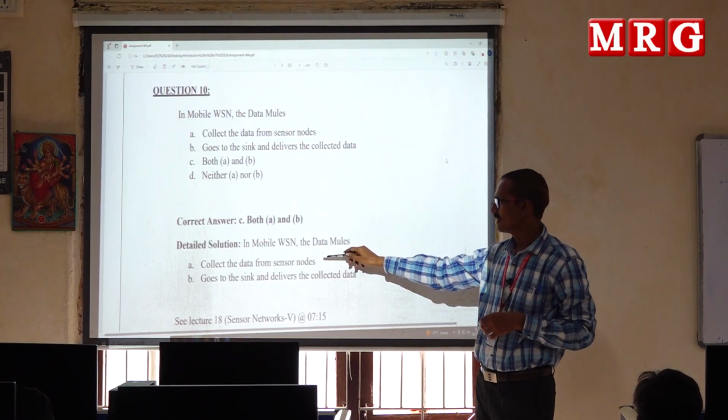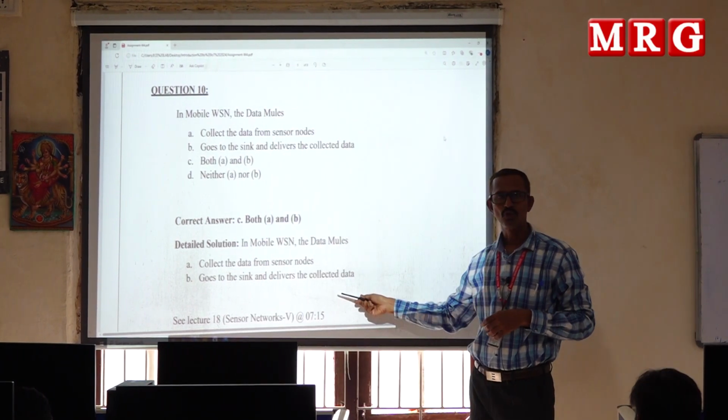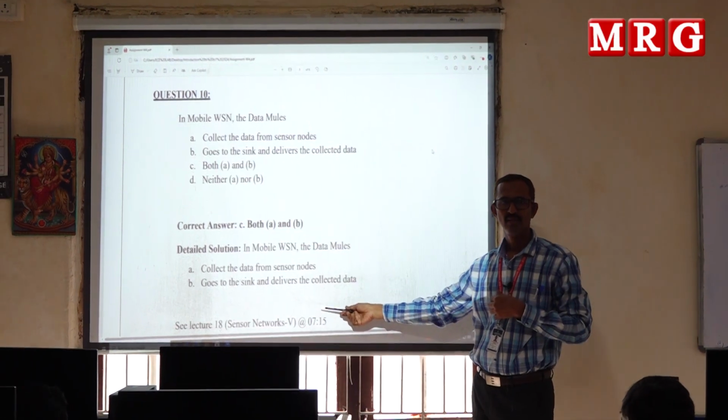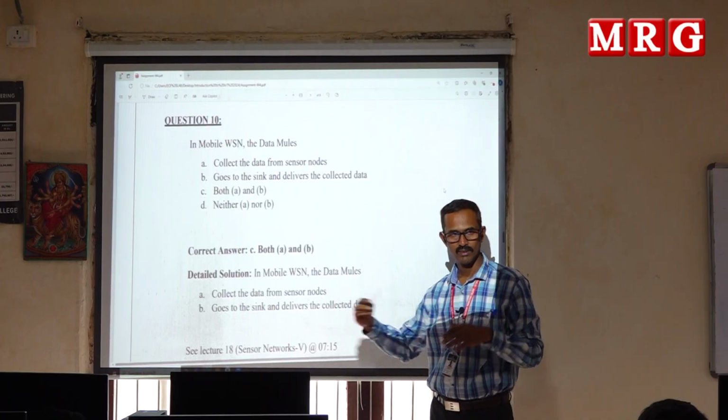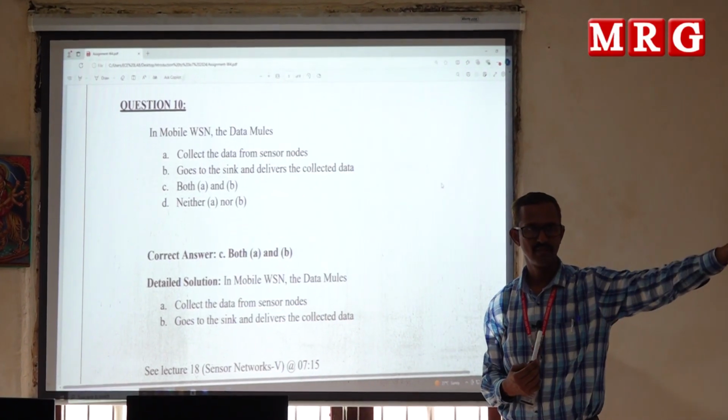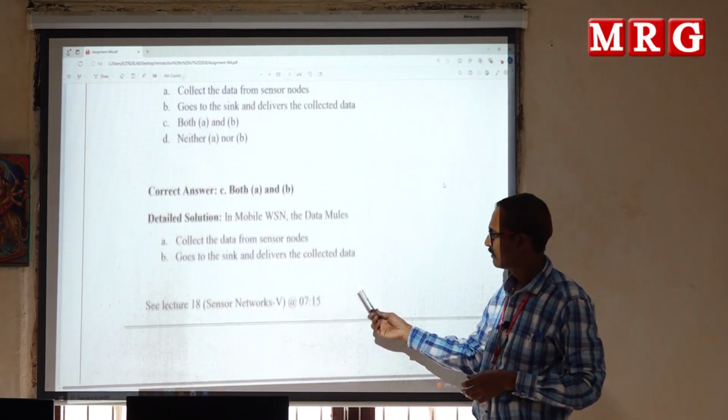Okay, so both are correct. Data mules collect data from sensor nodes and go to the destination wherever required. That is called the sink. That is the destination. Next.